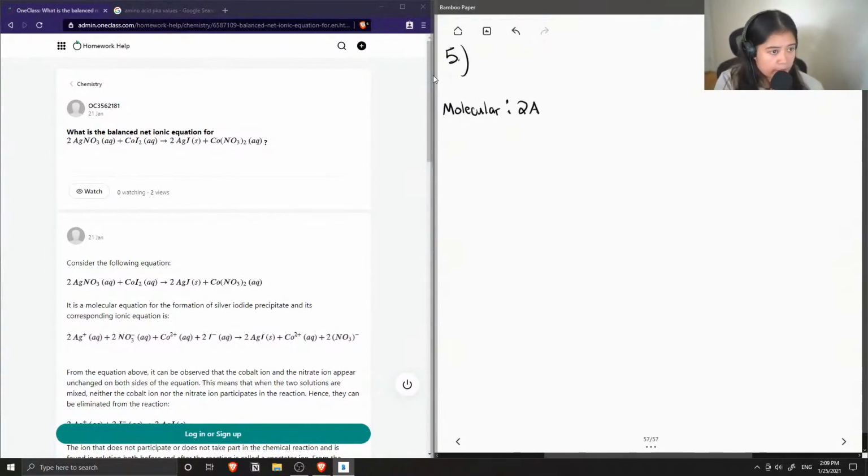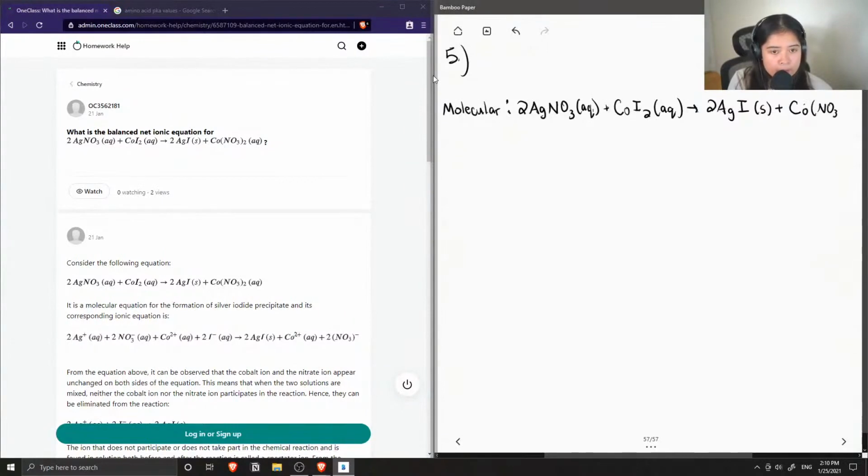We have 2 moles of silver nitrate, aqueous, plus cobalt iodide, aqueous, produces 2 moles of silver iodide, solid, plus cobalt nitrate, aqueous. Okay, so this is the full molecular equation.